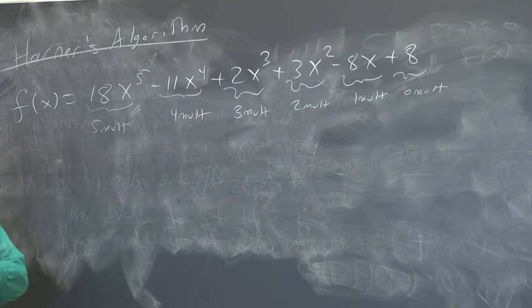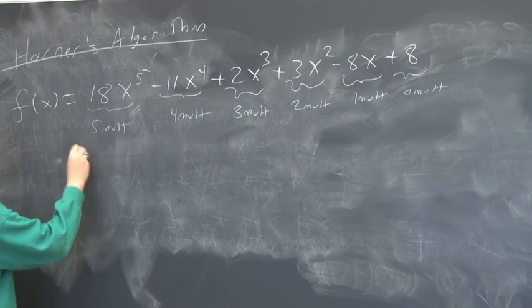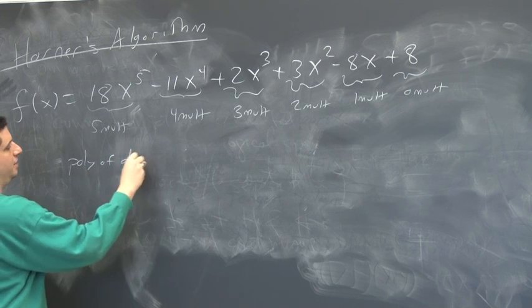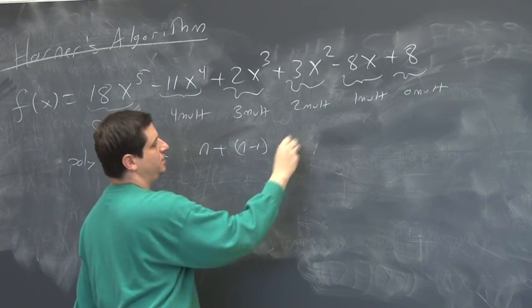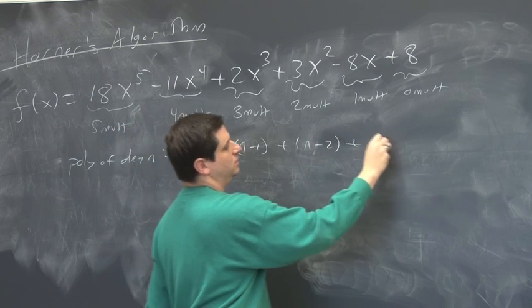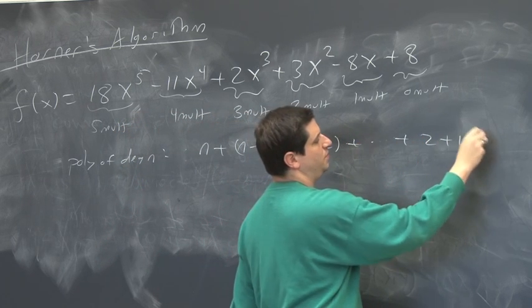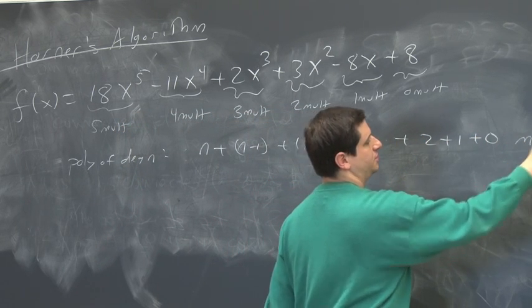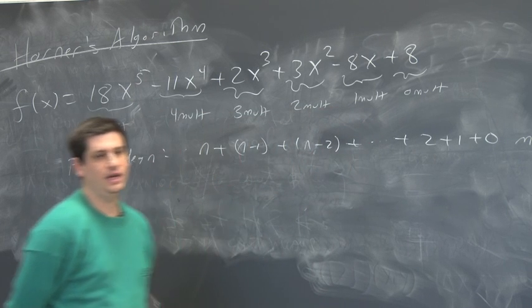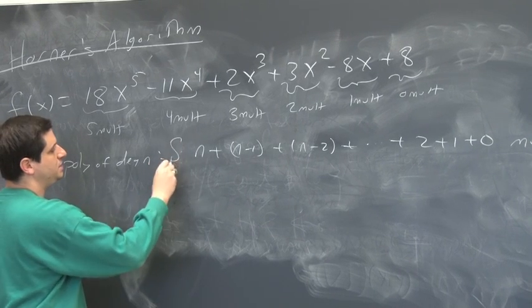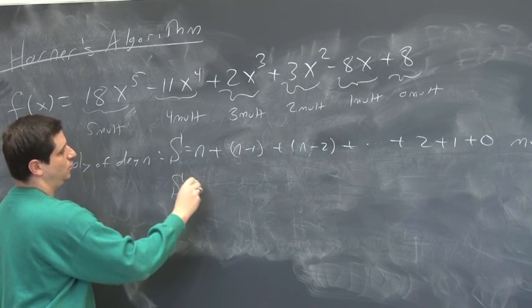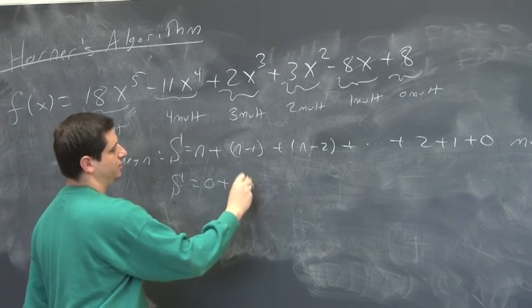More generally, if I had a polynomial of degree n, I would have n plus n minus 1 plus n minus 2 plus 2 plus 1 plus 0 multiplications. If you haven't seen how to sum this series before, I'm going to show you a very easy way to sum this. If you let S be the sum, well, I could also write things in reverse order.